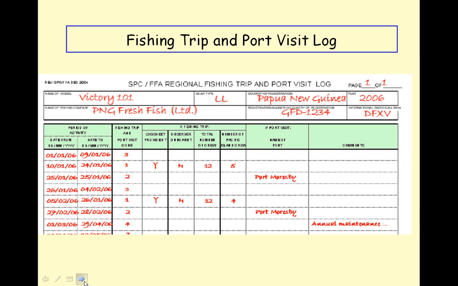In the detail block, you'll notice that the first date entered is the 1st of January. This will be typical for all completed forms. The first line indicates a period of inactivity in port, followed on the next line by a period when a fishing trip was undertaken, from the 10th of January to the 24th of January.